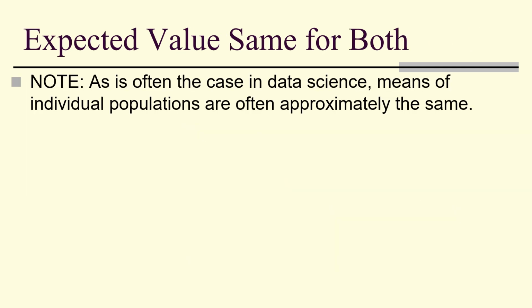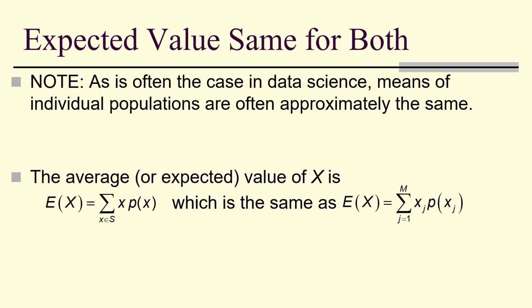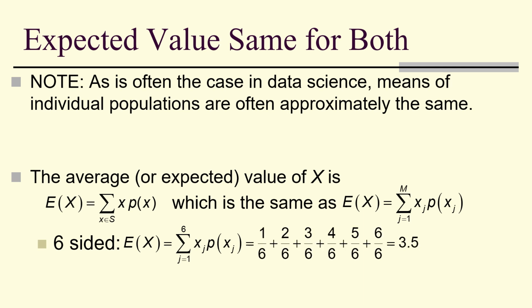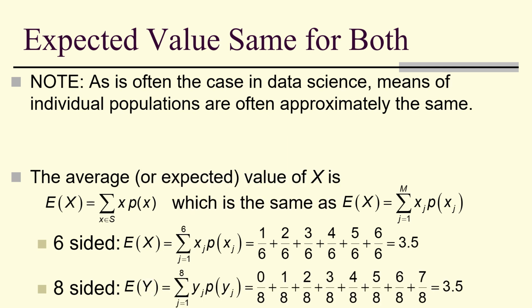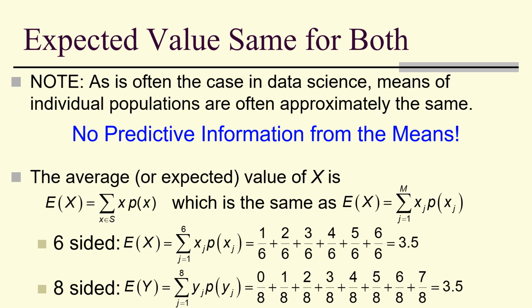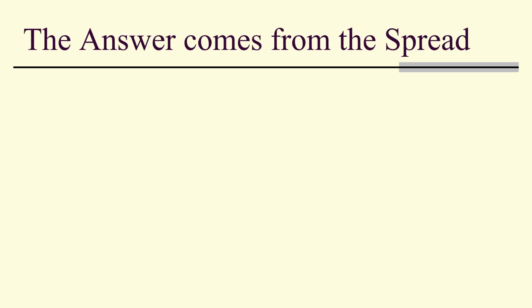The expected value is the same for both, and this is not unusual in data science. The average, which we can write either way, for the 6-sided die we get 3.5. For the 8-sided die, we likewise get, remember, the variable for the 8-sided die is Y, and the expected value of Y is also 3.5. So there's no predictive information from the means. The answer comes from the spread.